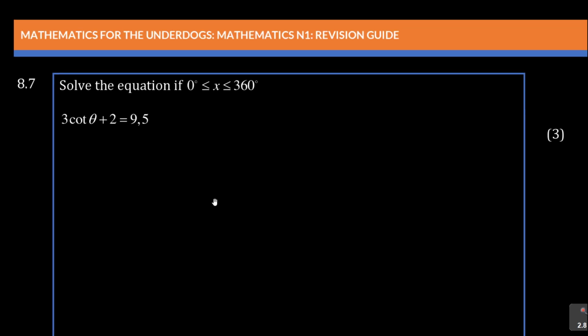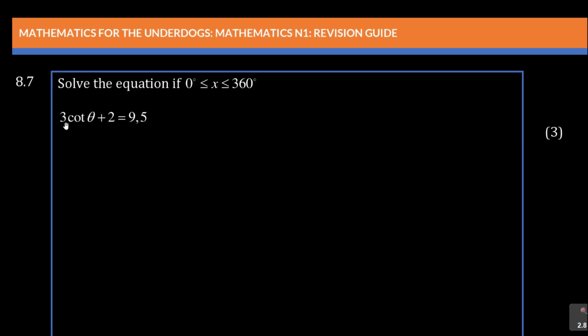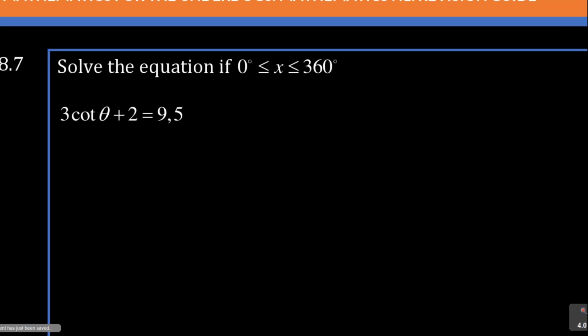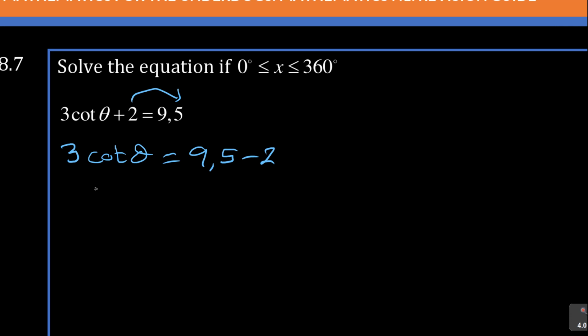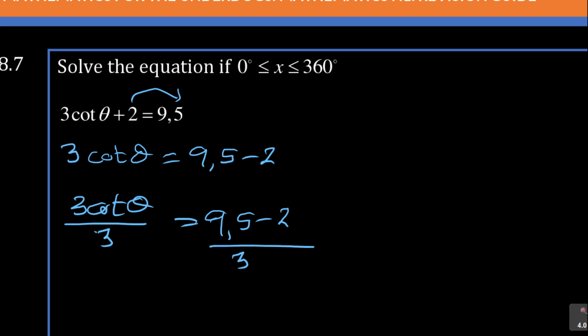And I think lastly, to give further practice on this, similar, solve the equation and they give that. Now first things first, 3 cot. Let's look at this. 3 cot theta plus 2, take 2 to the other side. You have got 3 cot theta is equal to 9,5 minus 2. So divide now 3 cot theta by 3. This will be 7,5 if I'm not mistaken, but let's leave it like that: 9,5 minus 2 divided by 3. The calculator will do that.